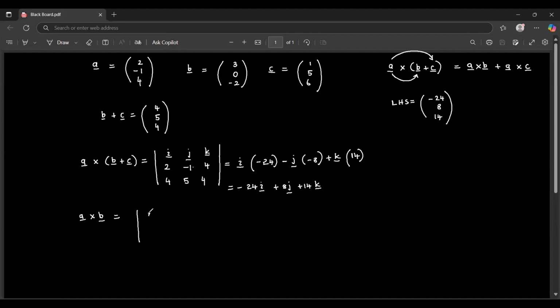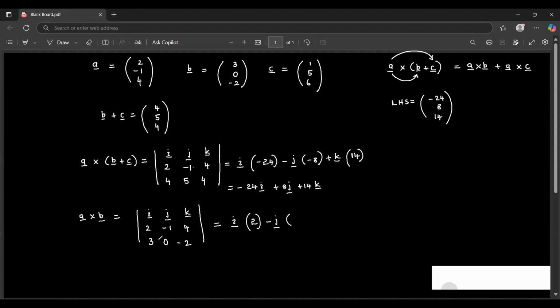A cross B can be given as the determinant with i, j, and k. So 2, minus 1, 4. And then we have B, so that is 3, 0, minus 2. So the output will be given as i into (minus 1 into minus 2, 2 minus 0), so it will be 2. Minus j into (2 into minus 2) is equal to minus 4.